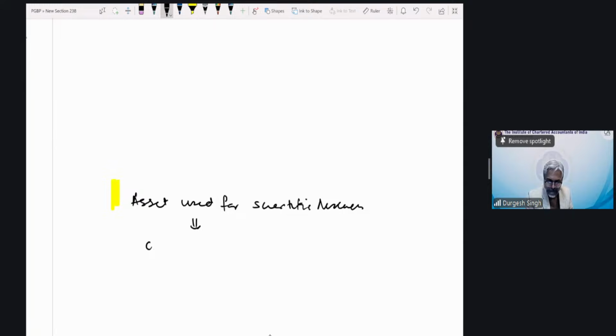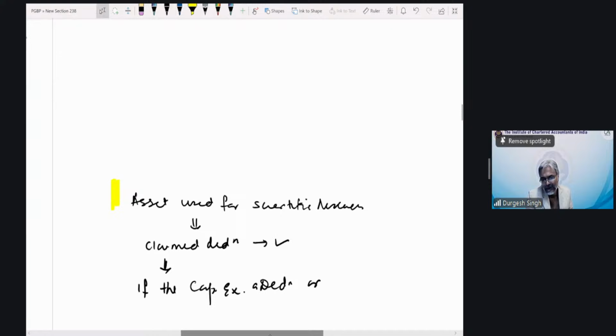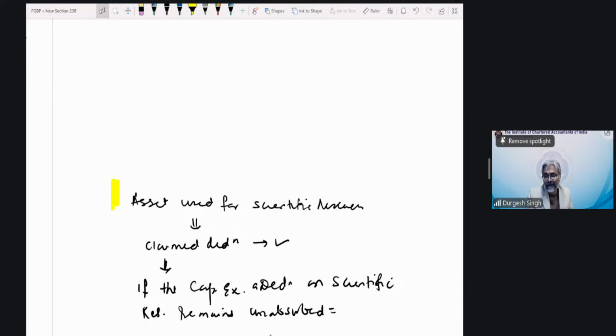Now, you have claimed the deduction. And so this is important. If the capital expenditure deduction on scientific research, so this is important. This is then the notes, but I'm just giving you two separate because this is an important one. If the capital expenditure deduction on scientific research remains unabsorbed, remains what, students? Unabsorbed, then students, this is important.